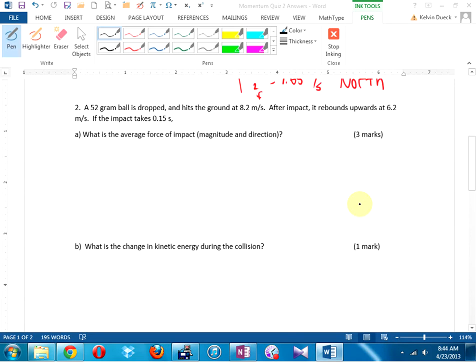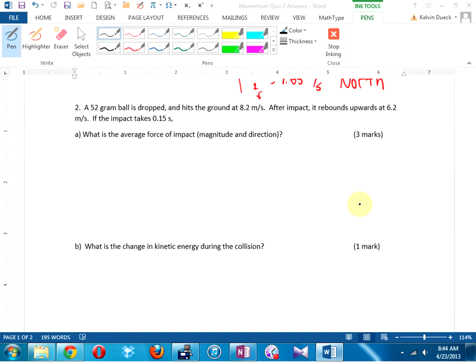A 52 gram, careful, grams. 52 grams is, I've done that a bunch now this year. Not 0.52, 0.052 kilograms, right? Because there's 1,000 grams in a kilogram. It's dropped, and it hits the ground at 8.2 meters per second. Check. After impact, it rebounds upwards.